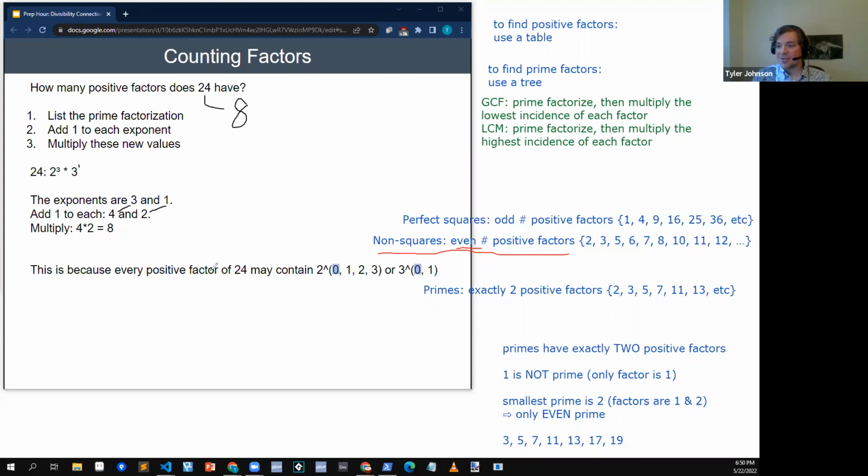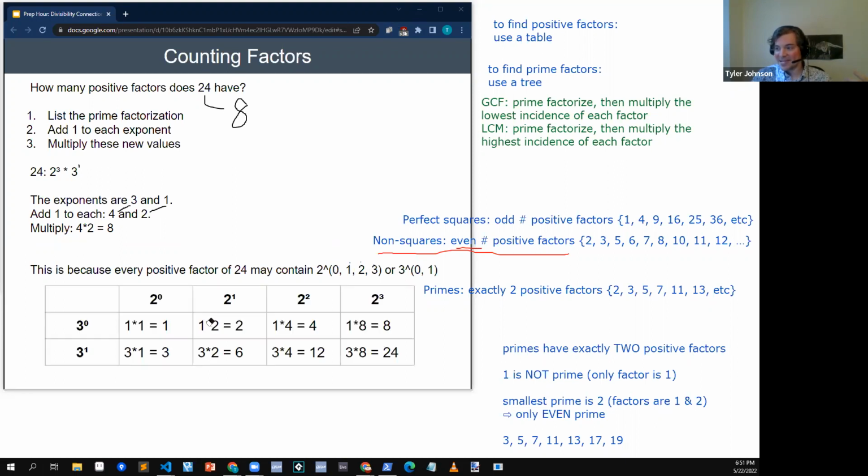So every factor of 24 is going to have a prime factor of 2 with an option of 2 to the first, 2 squared, 2 cubed, or 2 to the 0. That's 4 options. That's why I have to add 1 there. Same for the factor of 3. Every positive factor of 24 is going to have a factor of 3 that's either 3 to the first or 3 to the 0.